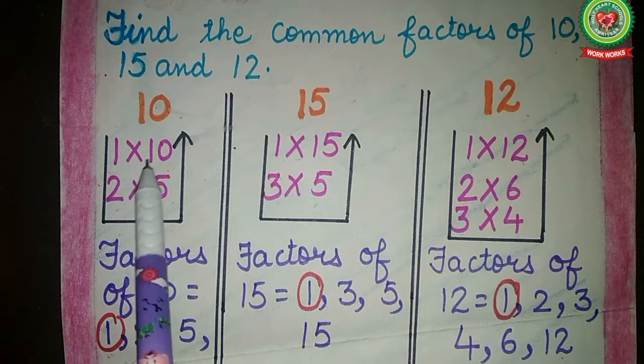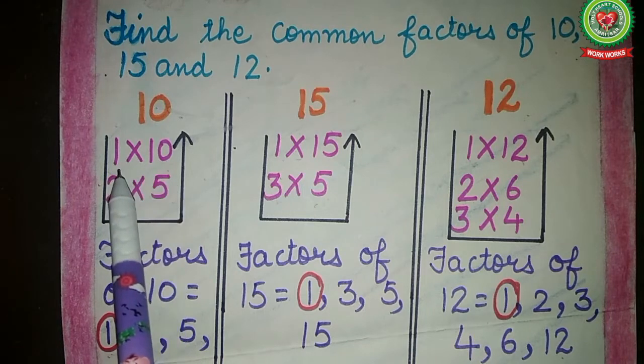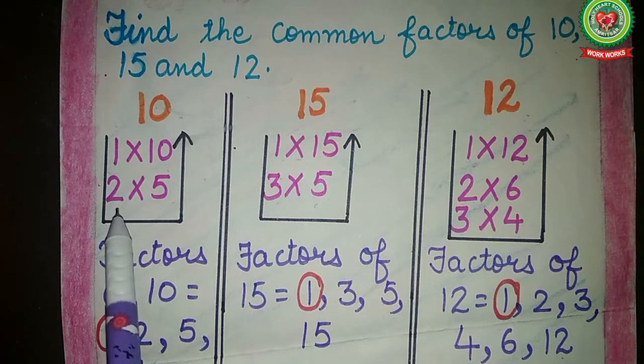So, we will write here 1 multiplied by 10. After one table, turn off two table. On two table, 10 comes on 5. 2 fives are 10. After two table, turn off three table. On three table, 10 doesn't come, so we will not write 3. After three table, turn off four table. On four table, 10 doesn't come, so we will not write 4 also.